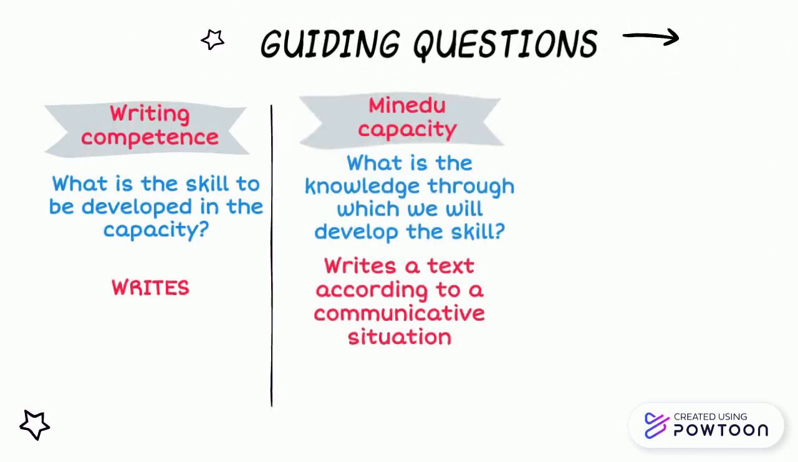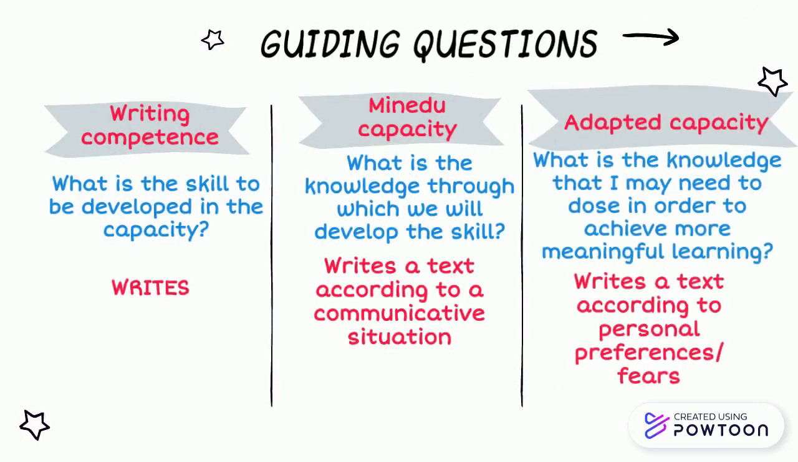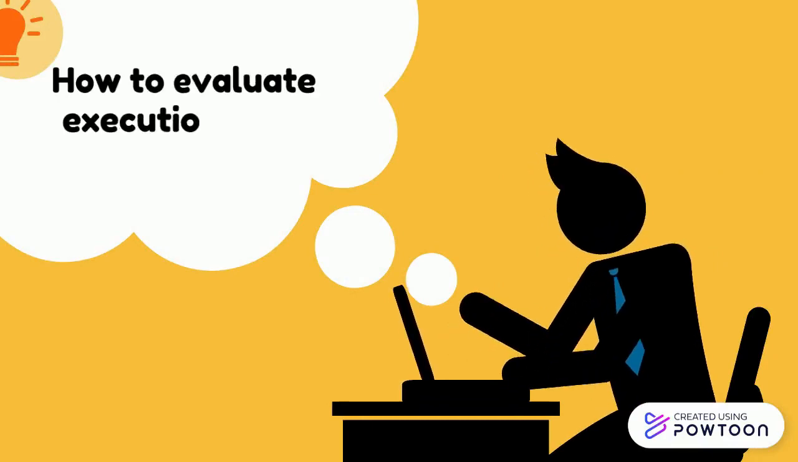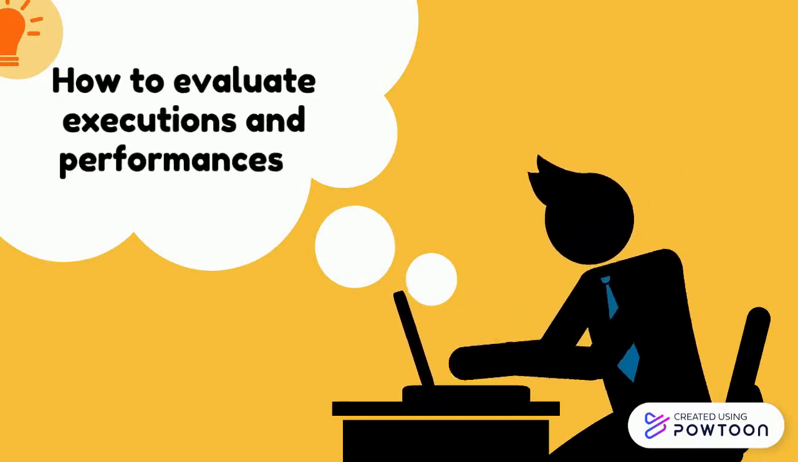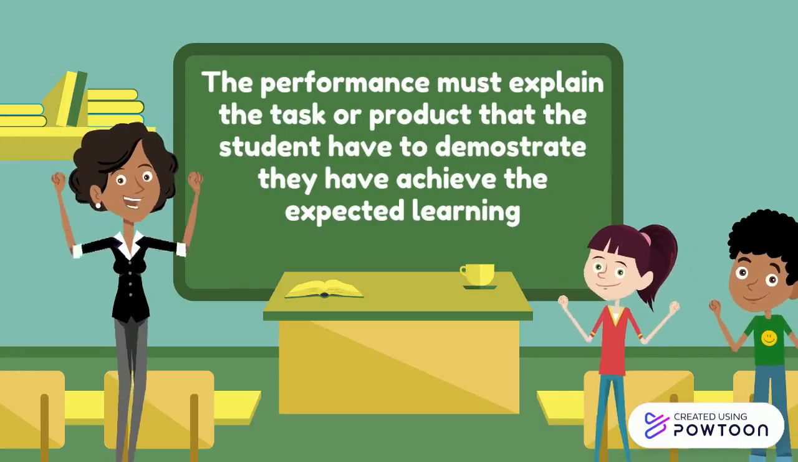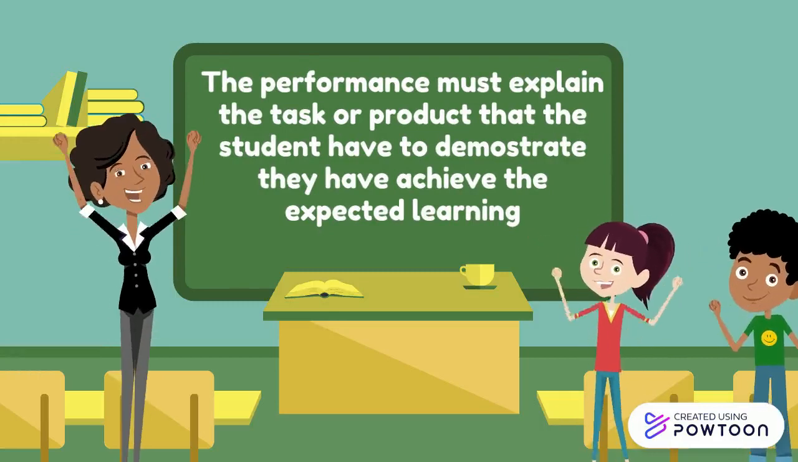In this example, we adapt one capability as an example, and it's already adapted and contextualized. We also must consider to contextualize and adapt the indicators of performance. The performance must explain the task or product that the student must perform to demonstrate they have achieved the expected learning.